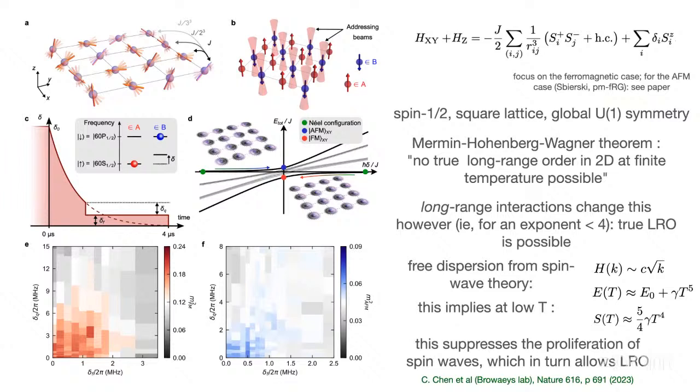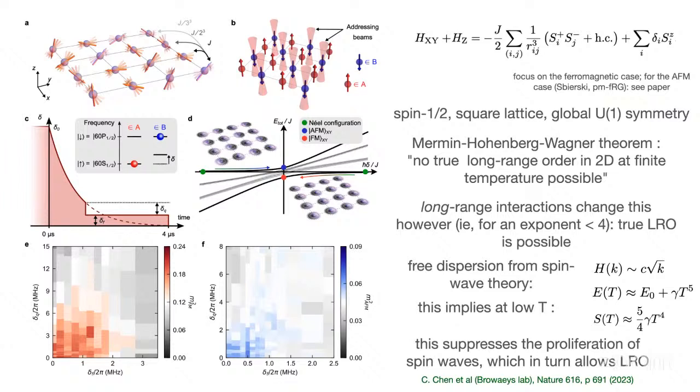The way to see this is, for instance, in the case of dipolar interactions, you look at the spin waves, and you will see that the dispersion goes as some constant C, which is actually pretty large, times square root k, not k squared or k, but square root k. So this implies that the energy will go as a constant, the ground state energy, plus something as T to the 5th, and the entropy will go as T to the 4th.